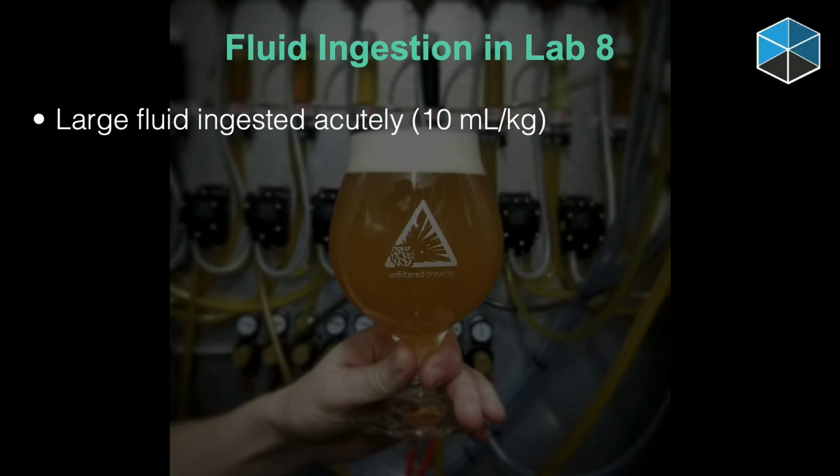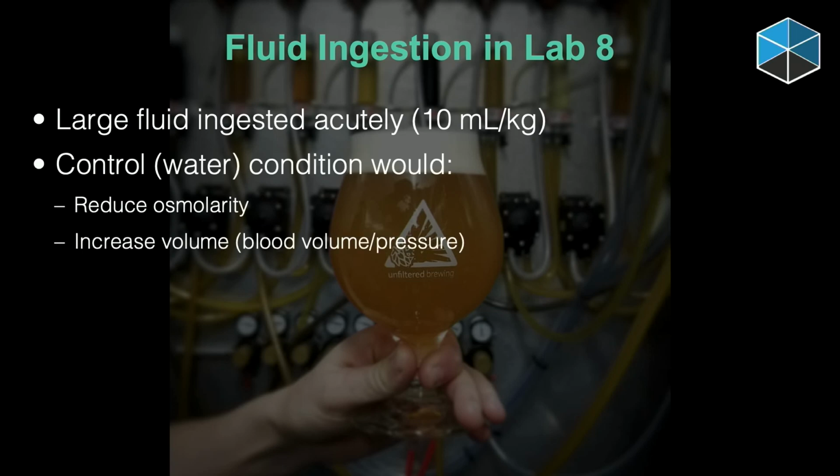So we see this oversupply of fluid. Maybe it's beer, maybe it's cranberry juice, maybe it's tomato juice. Large fluid ingested. And I like to think of a systematic approach to thinking about the effects of each of these beverages would be to consider the control first. What would happen if just fluid was added, just water was added?